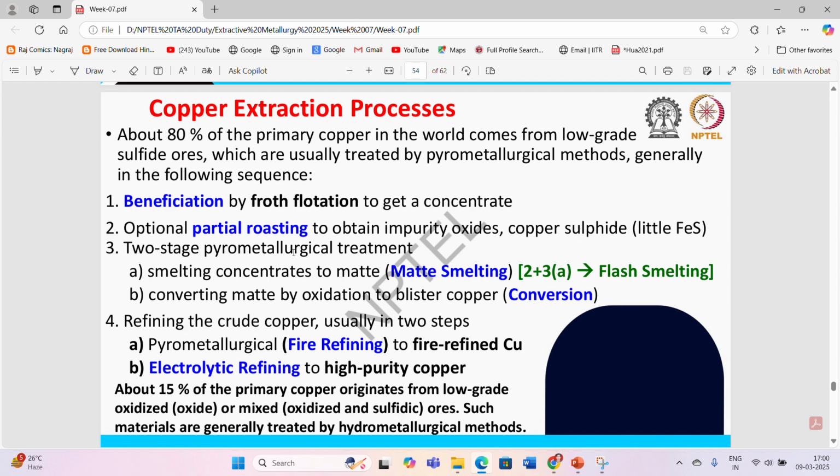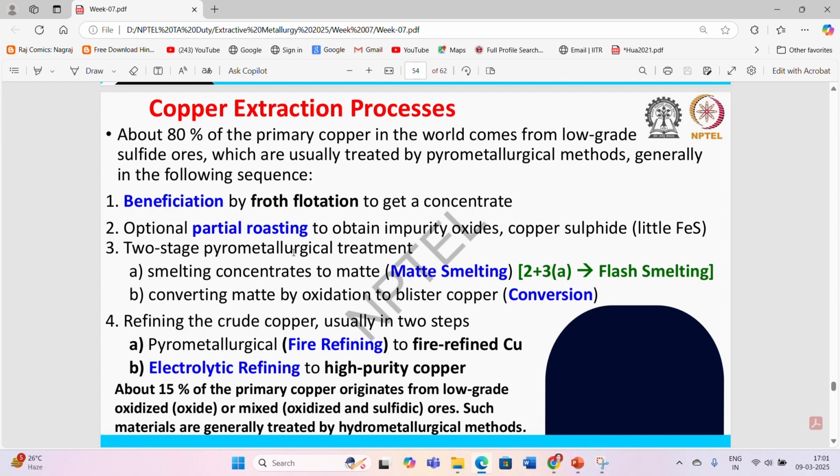After partial roasting, we generally go with a two-stage pyrometallurgical treatment, like smelting concentrate to matte smelting. First we concentrate it with the matte smelting process, getting a 75 or 80% copper grade, and we are trying to extract the iron present inside that ore in the form of slag material. Then in the second stage, we convert that matte into blister copper by using an oxidation process.